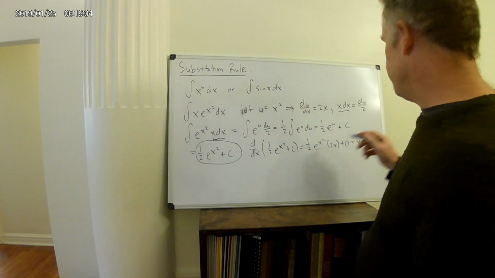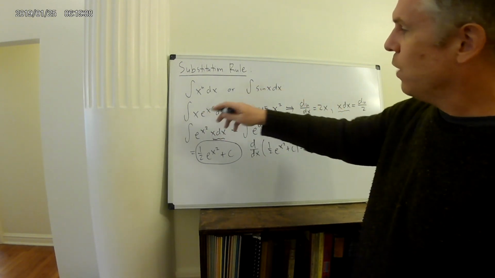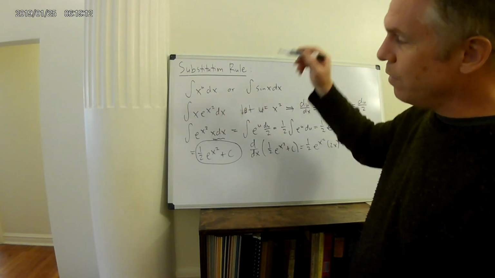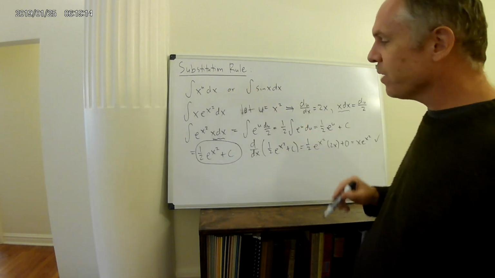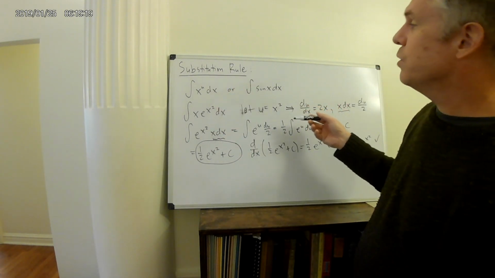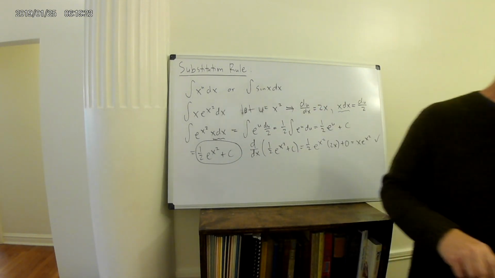Well, guess what? This is just what I had. This is called the integrand, by the way: the function under the integral sign. I get back what I originally had under the integral, so this in fact is the correct antiderivative of this function. This is the answer. We basically used this clever technique of u substitution, or the substitution rule, to evaluate this integral.